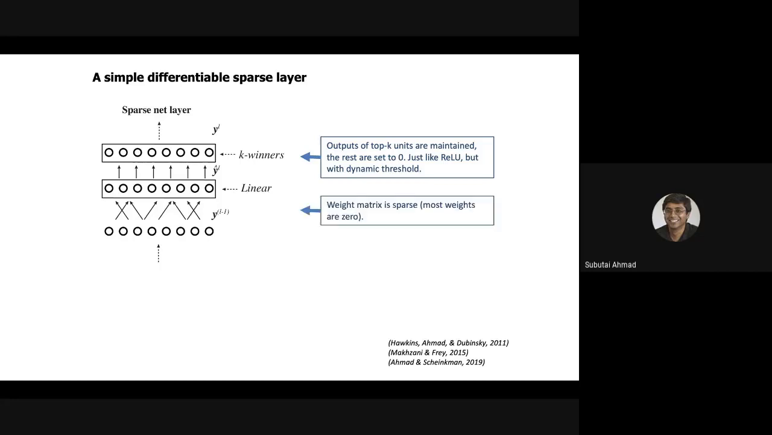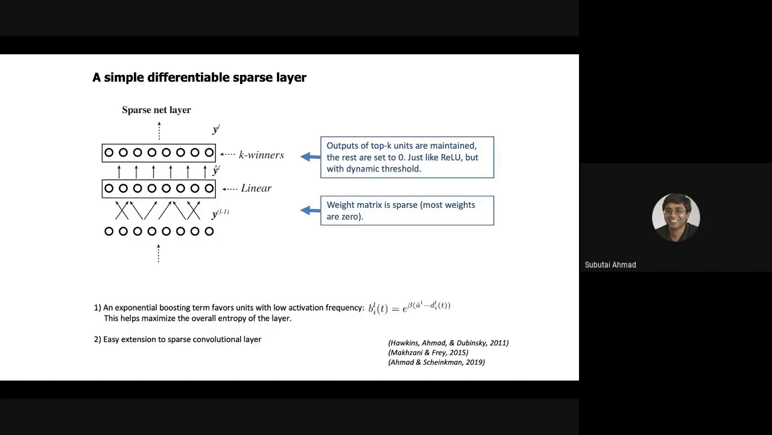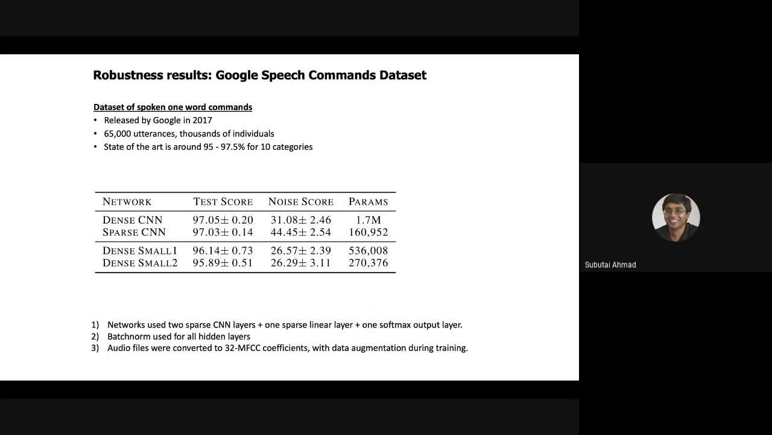And the second piece is that the connection matrix is sparse as well. So most of the weights in the network I will show are sparse. And there are a couple of other tricks to getting this to work, which are described in our 2019 paper down below.